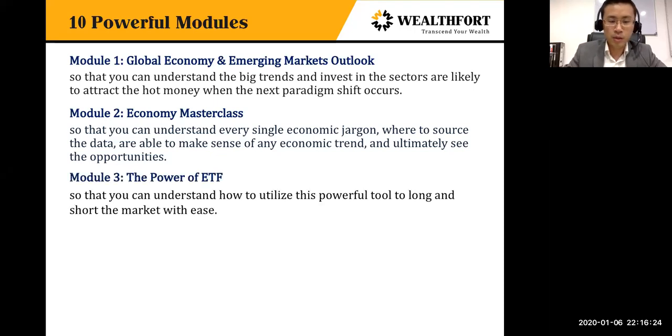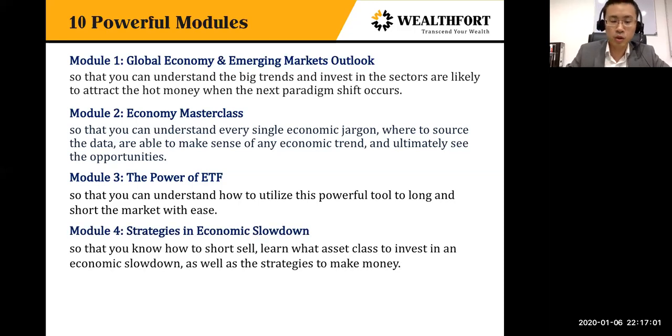In Module 3, we'll talk about the power of ETFs so that you know how to utilize this powerful tool to long and short the market with ease. In the past, we also talked about ETFs, but mainly in the Bursa market, which is very limited. But in the US market, on NYSE Arca alone, there are 1,700 ETFs listed, more than the shares listed, double the shares listed on Bursa Malaysia. So we'll share with you how you can use these ETFs, not only conventional ETFs, but also inverse ETFs, and how you can short the market if there's any economic risk.